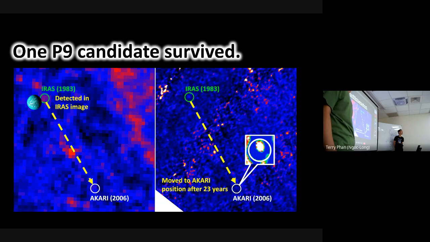How did you know that the new object in Akari was the same object? Yes, we propose the possible pair between IRAS and Akari. And to determine if they are the same object or not, we have to conduct the follow-up observation.